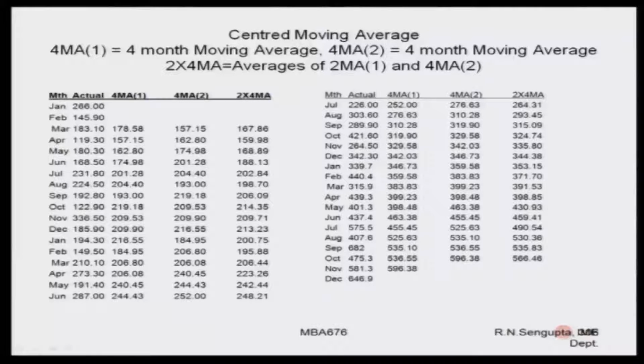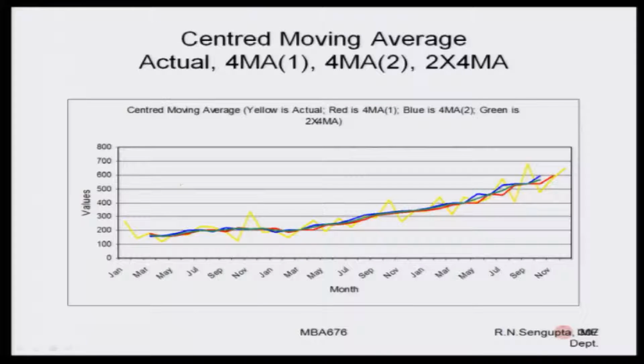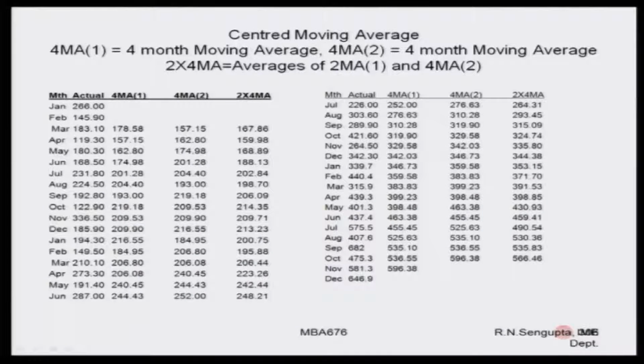Now let us go to the even numbers. Again we consider the same data set, January to December, again January to December and January to December. So there are basically 3 years. Now if you see the second column, again it is the actual value, here also is the actual value. But now the even number movements are a little bit different. You will see it is 4 month 1 and 4 month 2.